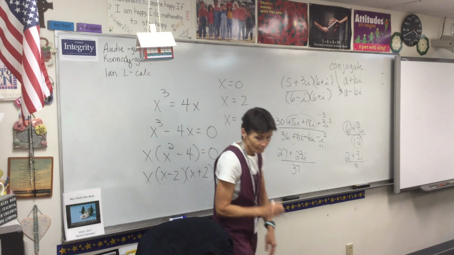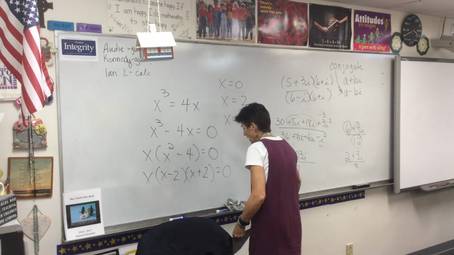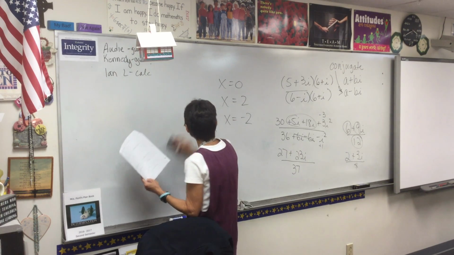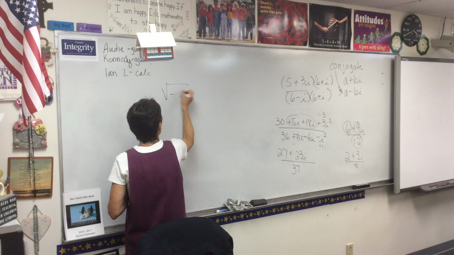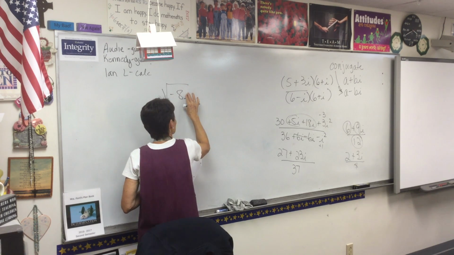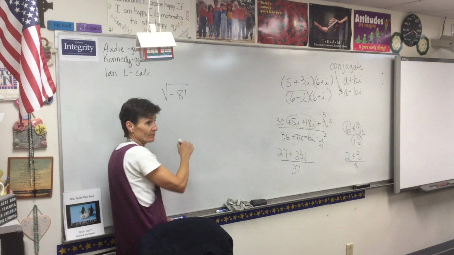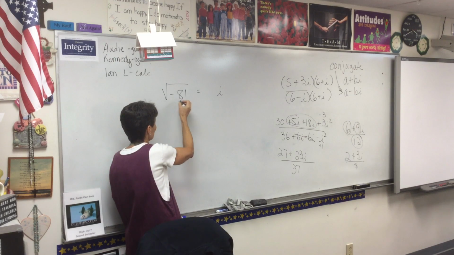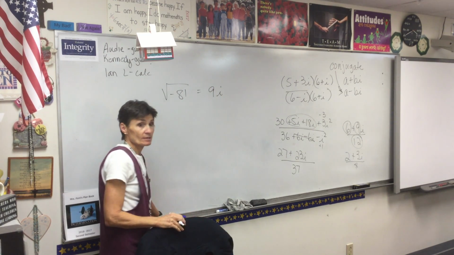Got it? All right, what about E? What's going on with problem E? The square root of -81. First thing you recognize is you got the square root of a negative, so that's going to have an i in it, right? Yep. And the square root of 81 is 9. So your answer is just 9i.